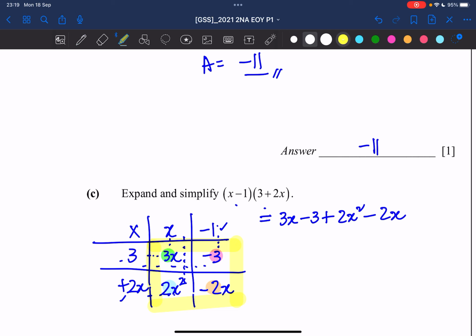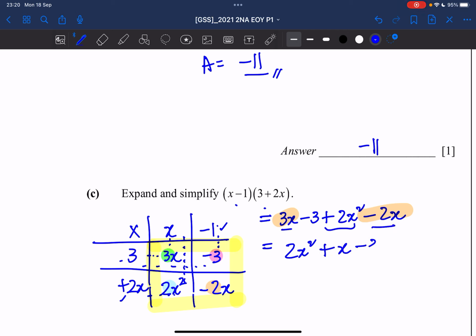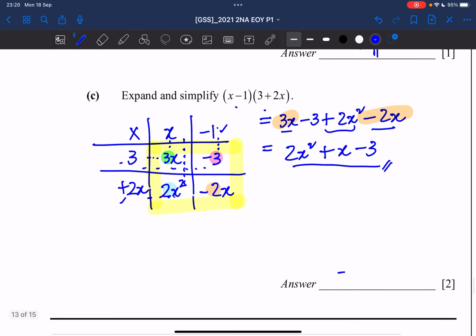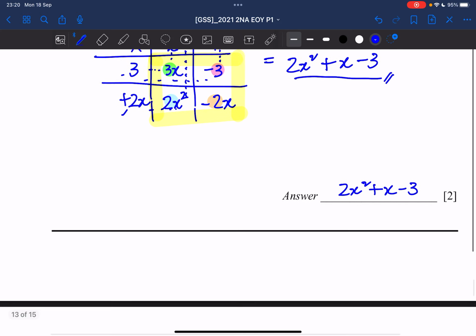Then after that we simplify the like terms. So our like terms are actually 3x minus 2x. We can rewrite the whole structure whereby the 2x squared will be in front. Then 3x minus 2x is plus x, minus 3. So this is our answer: 2x squared plus x minus 3. So this is for this question.